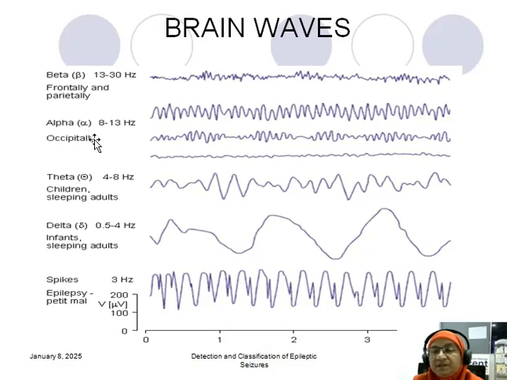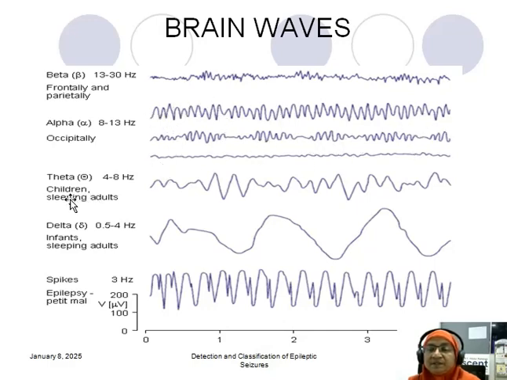Occipitally, this is eyes open, eyes closed. So the occipital region is connected to the eyes. When the eyes are open, you have an amplitude of about 50 microvolts. When the eyes are closed, the amplitude reduces. When this is sleep, the amplitude reduces still more, but the frequency ranges from 8 to 13 Hertz.